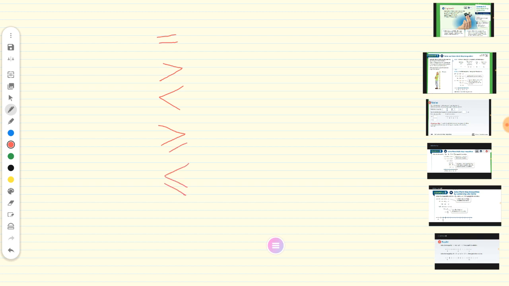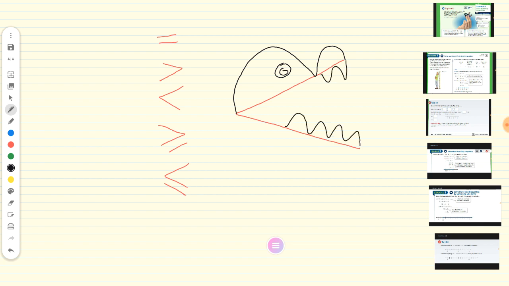By the way, I know some of you are confused about which one is greater and which one is smaller. Always, the mouth of the crocodile refers to the big. So the crocodile here always refers to big, greater, and the tail is for small.